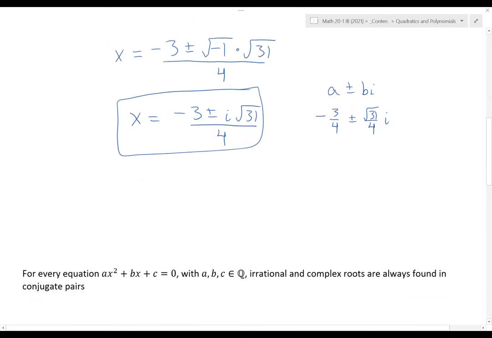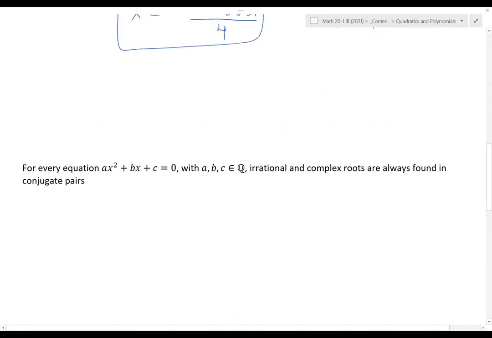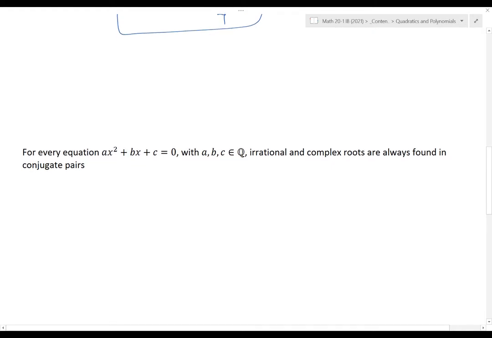All right, so for every equation in the form ax squared plus bx plus c equals 0, so a quadratic equation, where a, b, and c are rational numbers to begin with. Honestly, more likely we're going to have always just whole numbers, because if I had fractions, I could multiply them through by a common denominator to get whole numbers. But the important thing is they have to be rational. If we end up with irrational and or complex roots, they're always found in conjugate pairs.